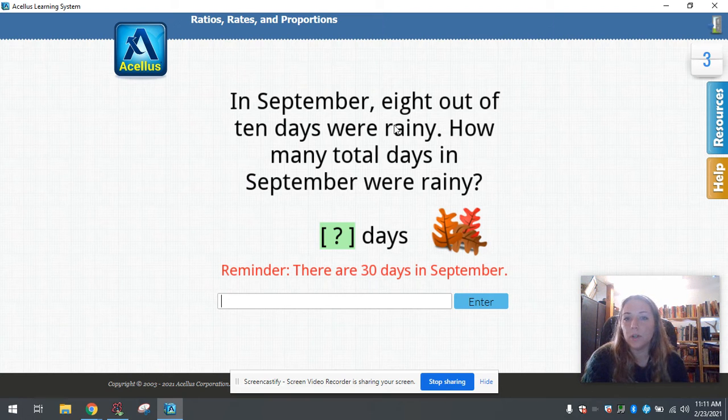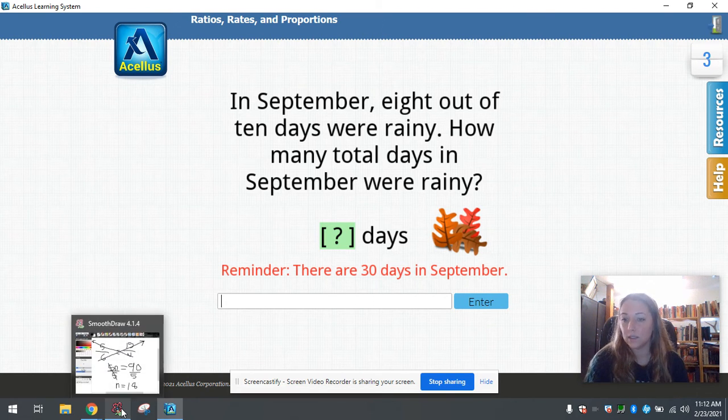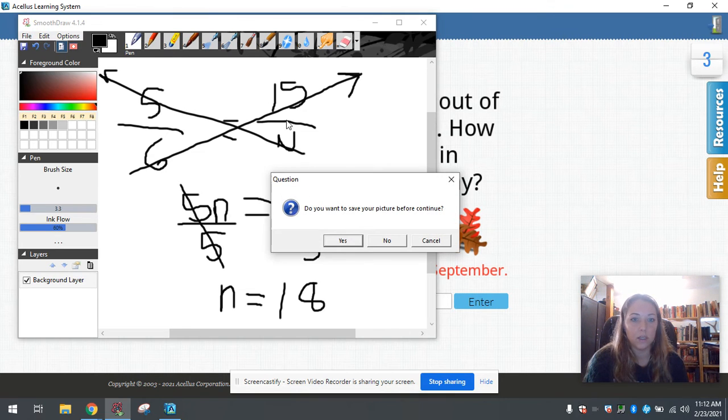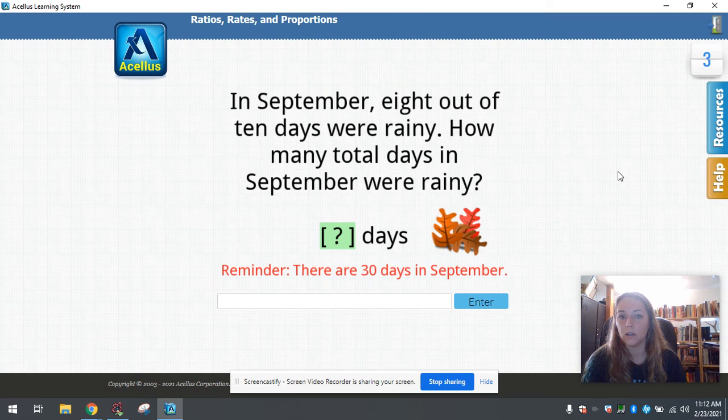Okay. In September, 8 out of the 10 days were rainy. Sounds about right. How many total days in September were rainy? Remember, there are 30 days in September. Thank you. I was going to Google that. Okay. It gave us the information we needed.